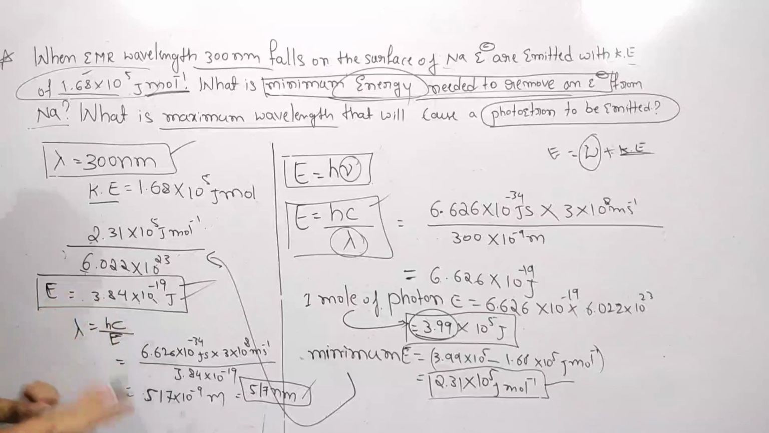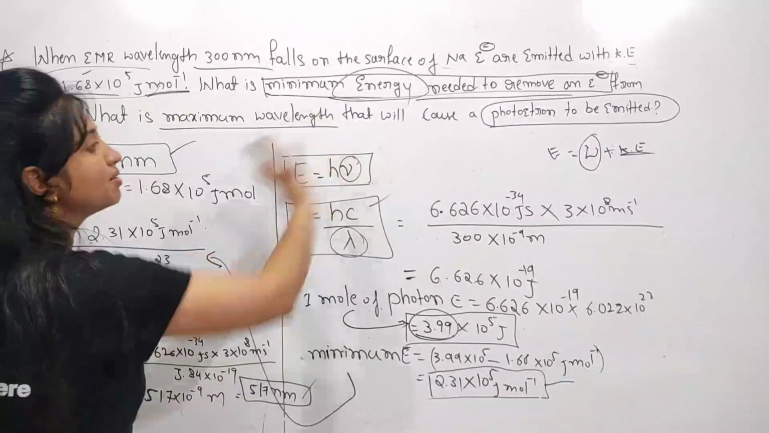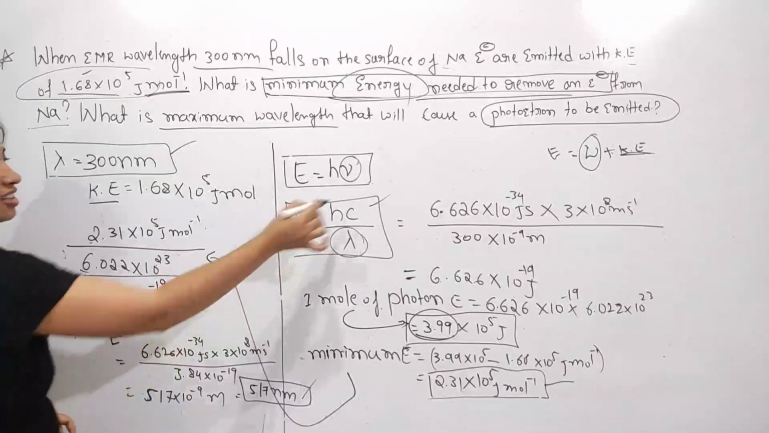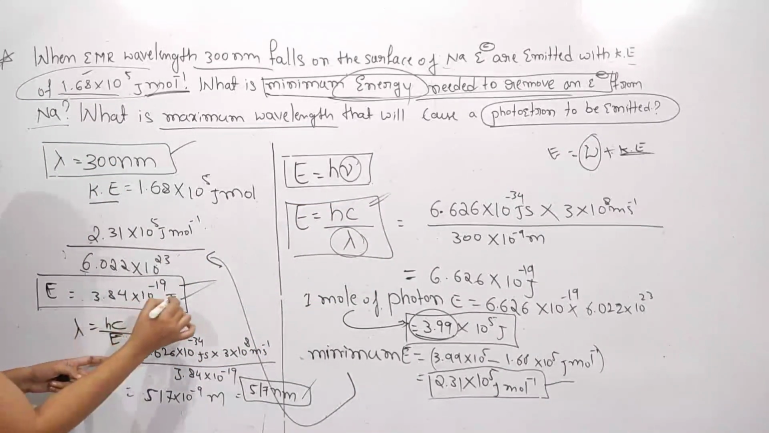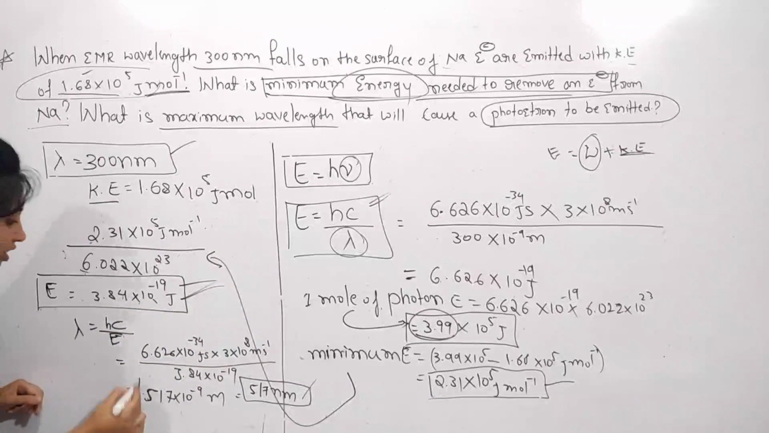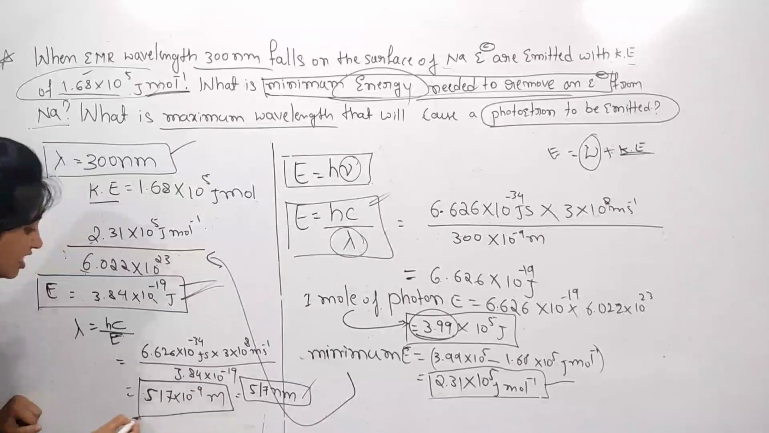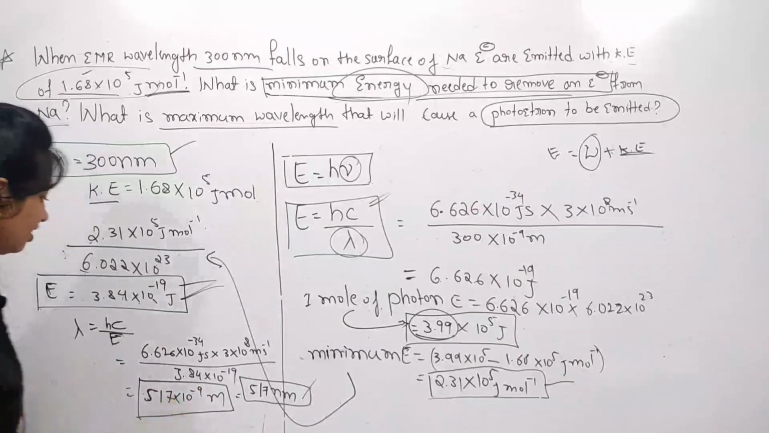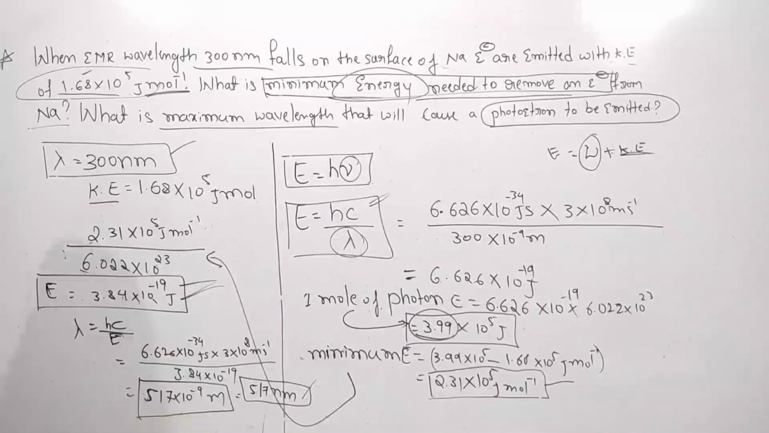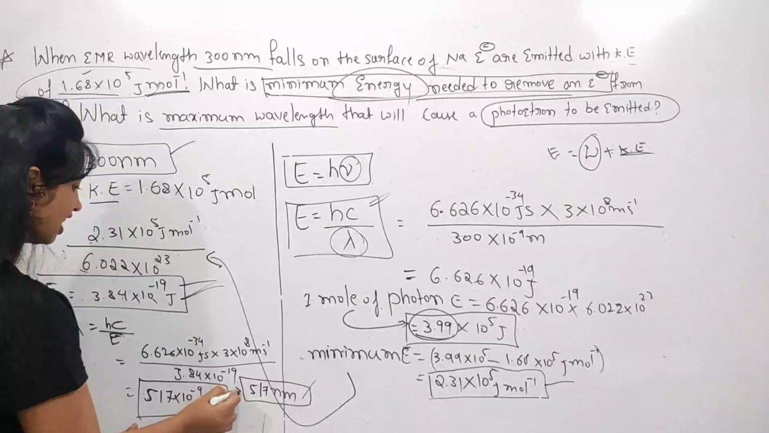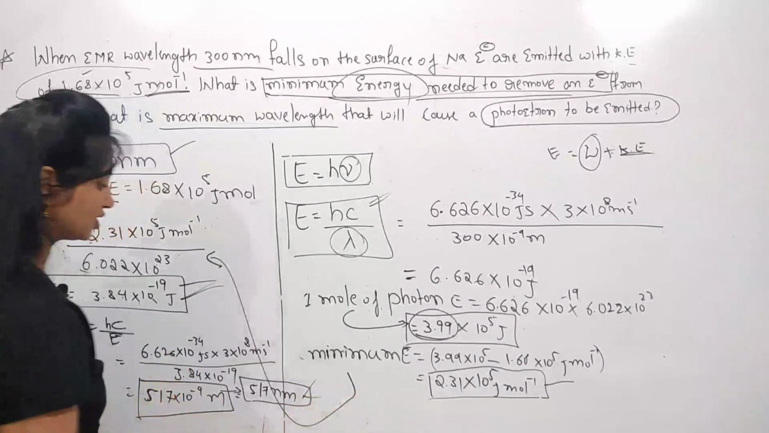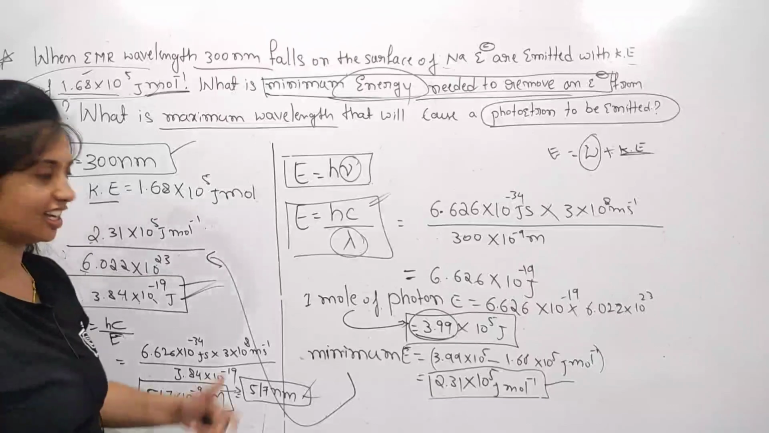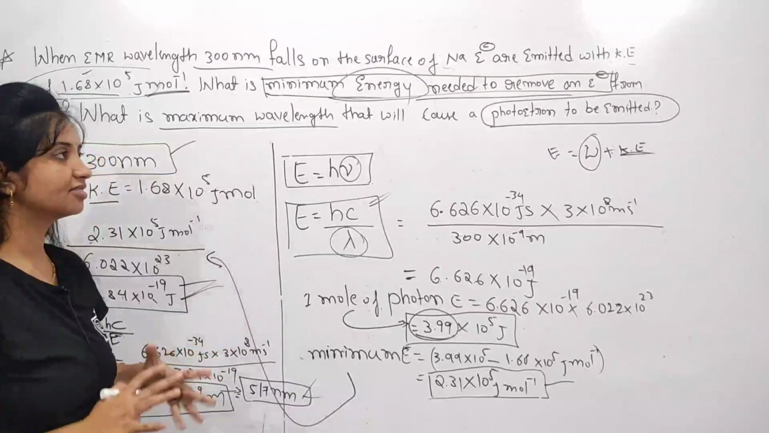Then what we have to find next is the maximum wavelength. Applying the same formula, in the place of energy we put this value. Then we get the wavelength, 517 × 10^-9 meter, and I write it as 517 nanometer, and this corresponds to a green light. So this is our solution.